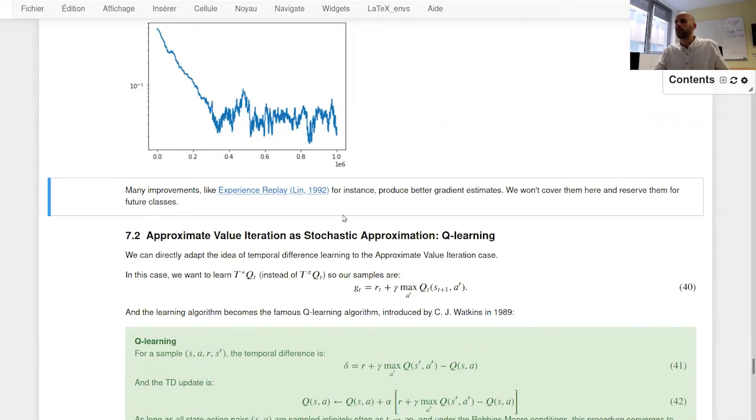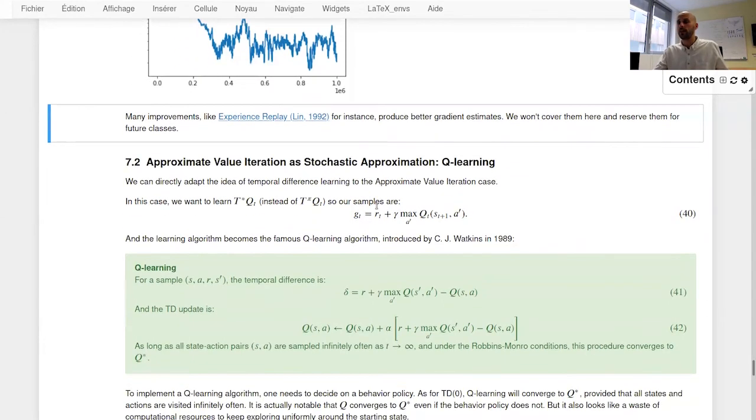Actually, what we've done for the evaluation equation, we can do the exact same thing for the optimality equation. So this boils down in the end to performing stochastic approximation on approximate value iteration. And this brings us to maybe the most famous algorithm in reinforcement learning. This brings us to Q-learning. We can directly adapt the idea of temporal difference learning to the approximate value iteration case. And I'm just going to jump to conclusions there because we've already seen all that.